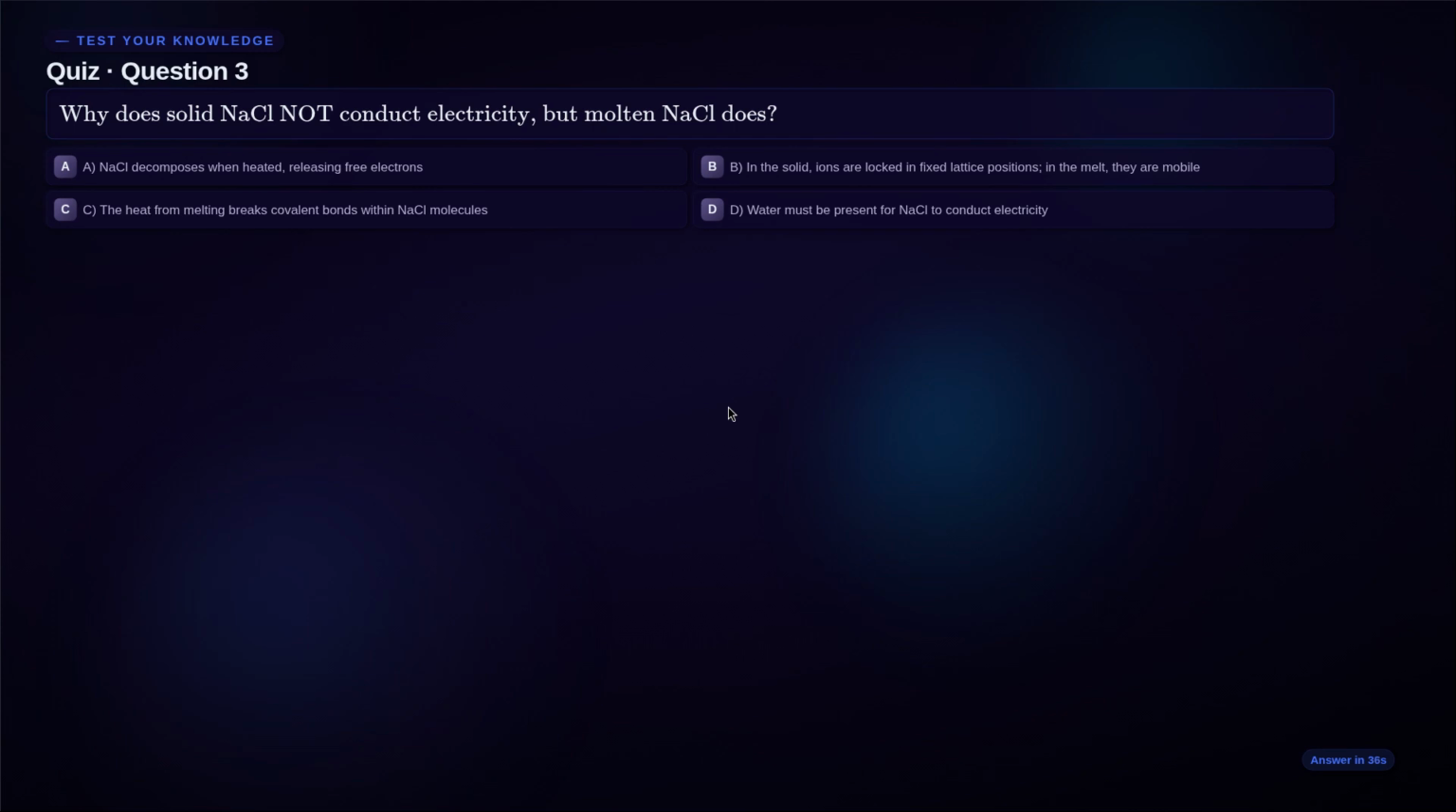Question 3. The large jump between which successive ionization energies of magnesium confirms it has two valence electrons? Option A, between IE1 and IE2. Option B, between IE2 and IE3. Option C, between IE3 and IE4. Option D, between IE4 and IE5.